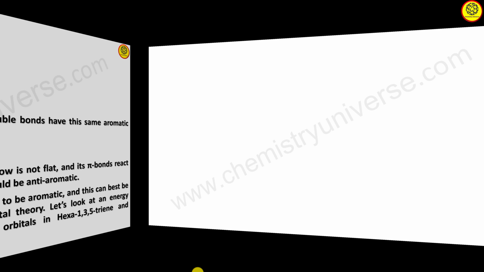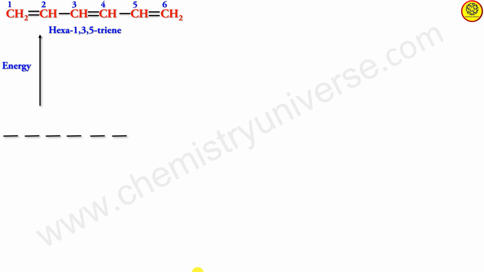So remember, I'm first going to use 1,3,5-hexatriene, and I'm numbering the carbons like this. And this is my energy axis going up. And these are the atomic orbitals of the 6 carbon atoms. Remember, these are the p orbitals. I'm only looking at the p, not the sigma. So when you look at the p, you have 1 electron in each of the p orbitals.